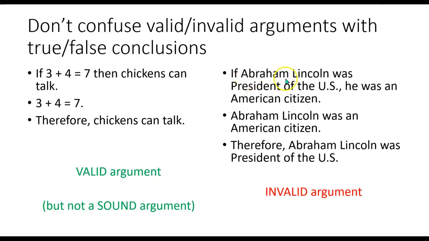You can replace Abraham Lincoln's name with your own name, and it would be true that if you were president of the United States, you're an American citizen. And, well, maybe you're an American citizen. If not, don't worry about it. But if you are, then the second premise would be true. So you would have true premises, but unless you happen to be the president of the US and watching this video, the conclusion would be false.